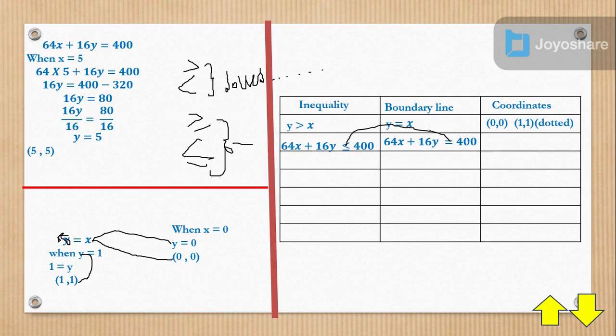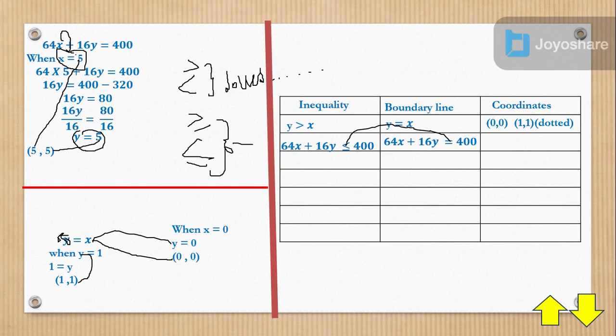So let's go about finding the coordinates. We already have up here 64x plus 16y equals 400. When x is equal to 5, you can let x be any number so long as you avoid getting decimals. You can use x equals 0, 1, 2, 3. It is trial and error until you get a y value which is precise and clear. So we substitute x equals 5 in this equation, 64 times 5 plus 16y gives 400, and the whole process gives you y equals 5. So the coordinate is x is 5 and y is also 5.